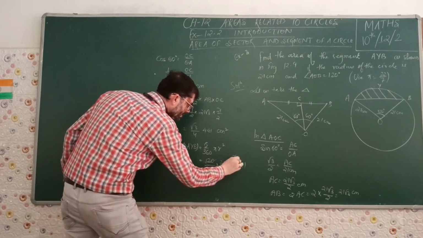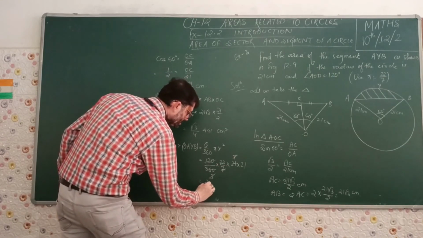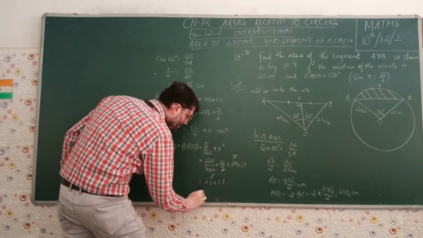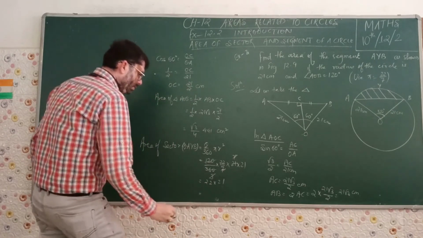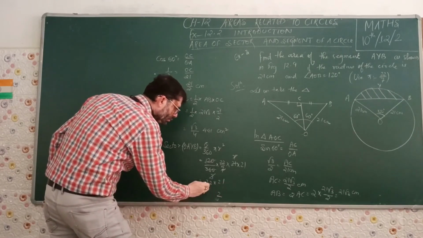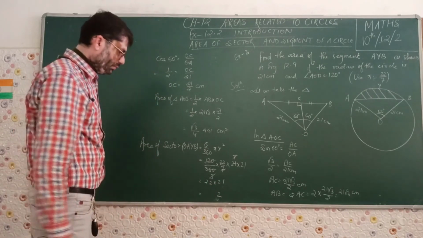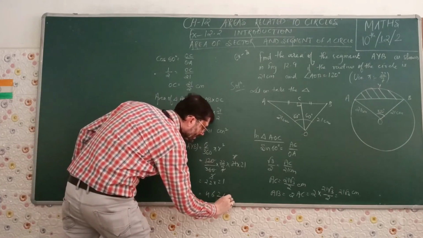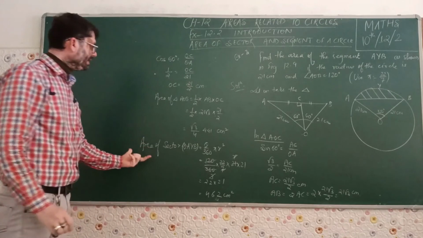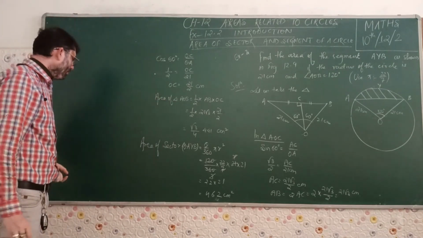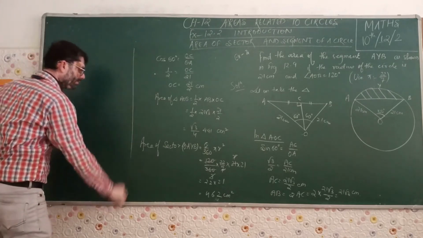3 7 7, as this is 21 into 22. 21 twos are 42, 2 carry over 4, and so 462 centimeter square. So now we have got the area of the sector also, and we have got the area of the triangle also. We just need to find the area of the segment.